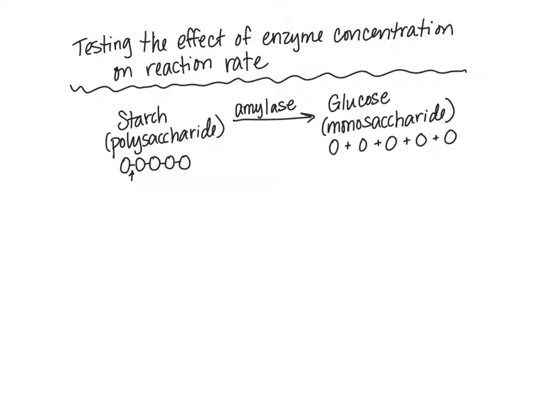So I'm just going to point out here that starch is what we call the substrate, or you might also see it called a reactant. Glucose is our product, it's what's being produced, and amylase is our enzyme.